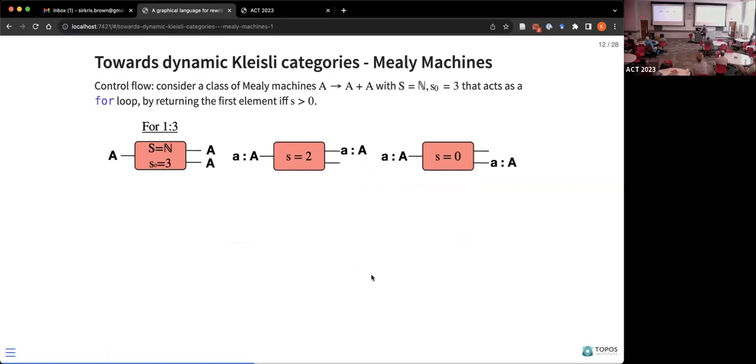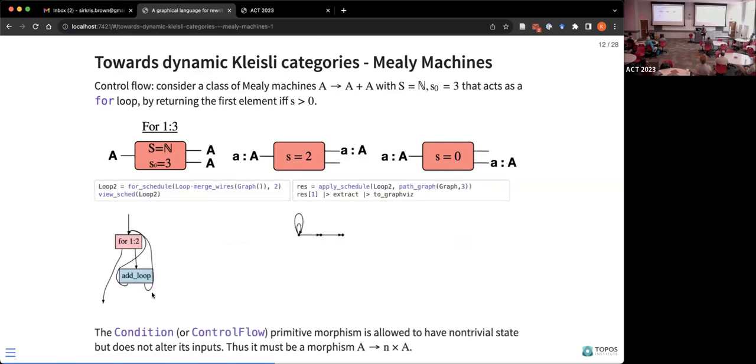So all of the Mealy machines I've shown you so far were just these rewrite rules that have no internal state, but what makes Mealy machines exciting is that they do have internal state. So we're now going to talk about a for loop, which is a Mealy machine that has an internal state of natural numbers. When the internal state is 0, you exit out the bottom wire. Otherwise, you exit out the top wire.